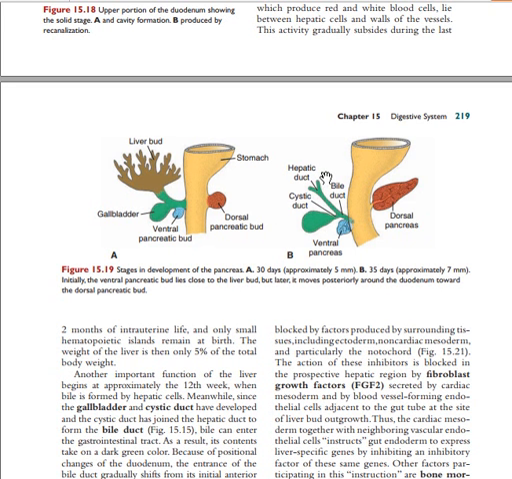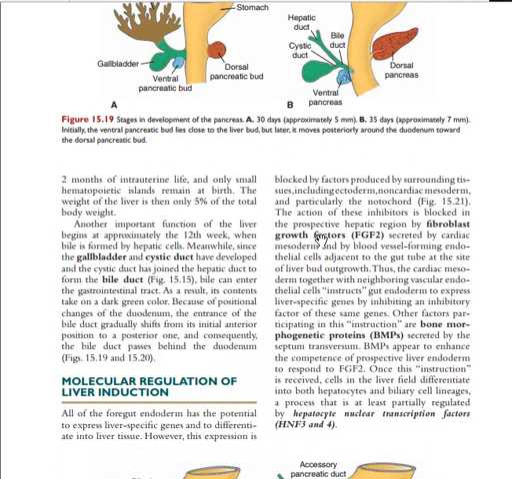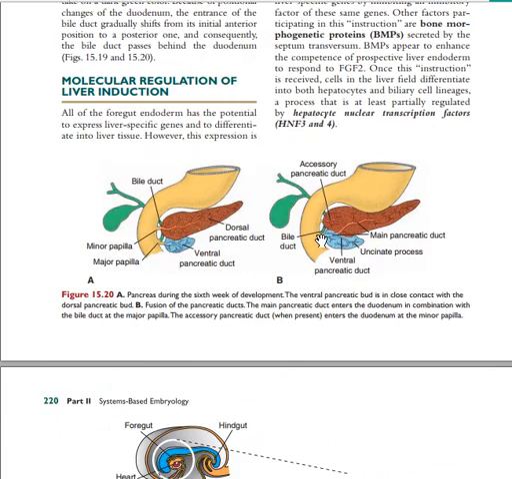The duct coming from the liver containing bile is called the common hepatic duct, which connects the right and the left hepatic ducts coming from the two liver lobes. When it fuses with the cystic duct, it is going to produce the bile duct. Is it clear? And when it fuses with the pancreas, it produces the common bile duct. Now this is still the growth of the liver.